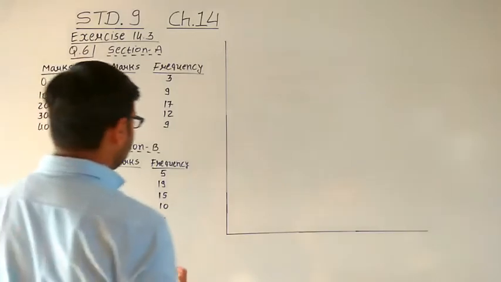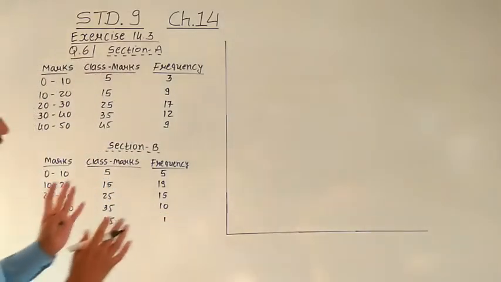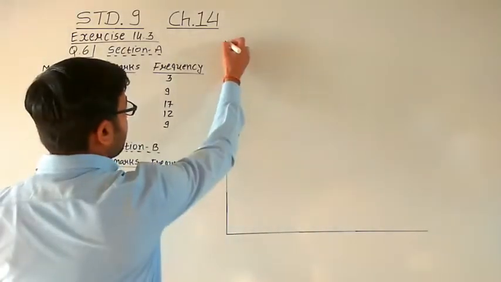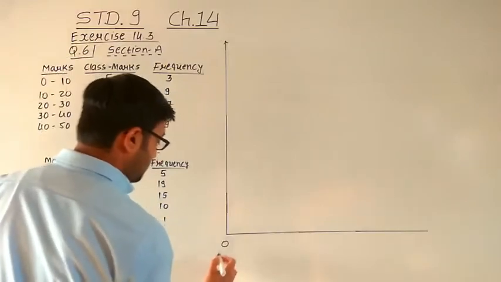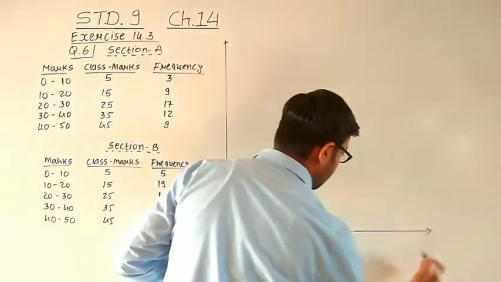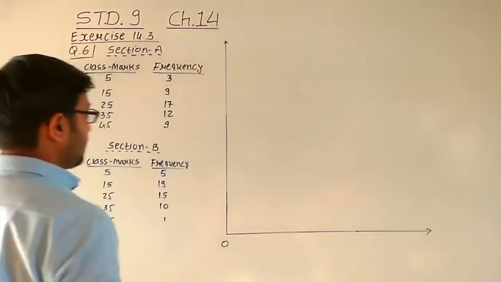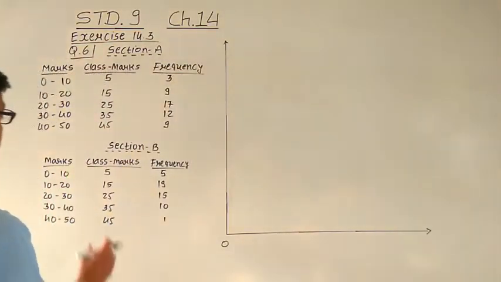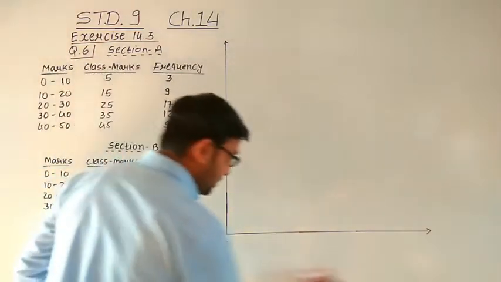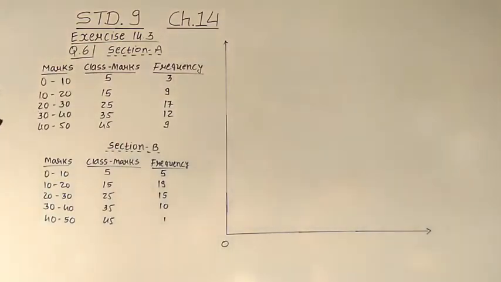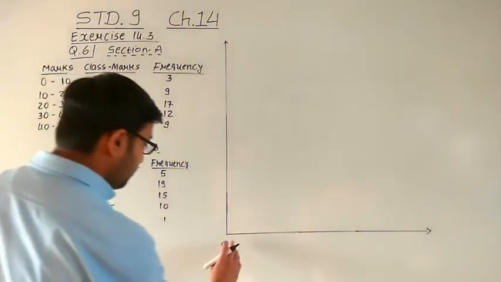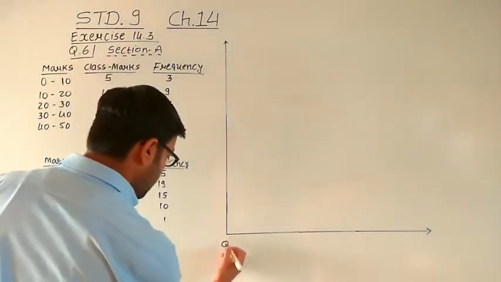Now we know that we have to represent this data on the graph. So here we have taken the two axes. This is the origin, this is the x-axis, this is the y-axis. Here the marks we will represent on this horizontal axis, the x-axis. The first class interval here is from 0 to 10, so here is the value 0.